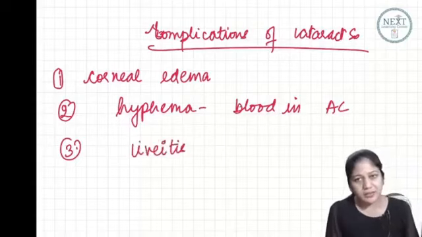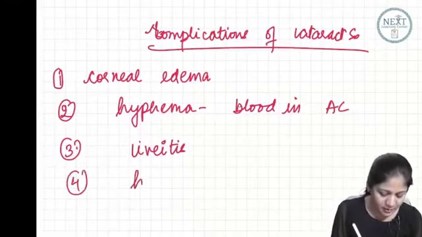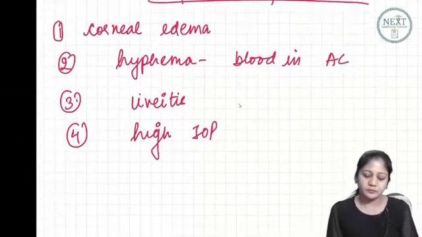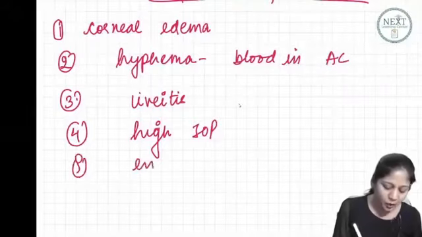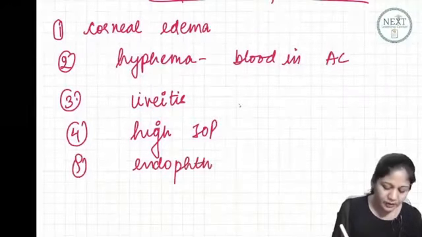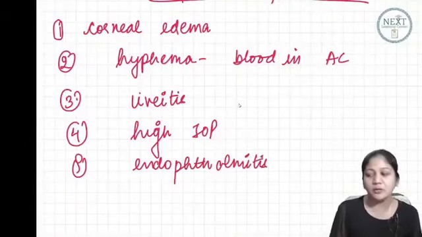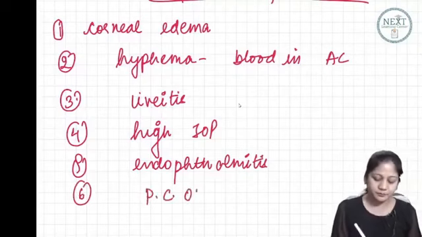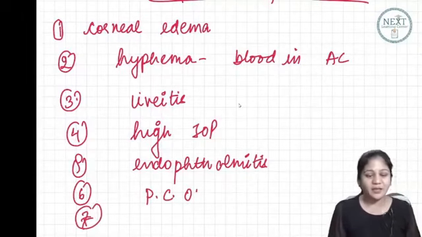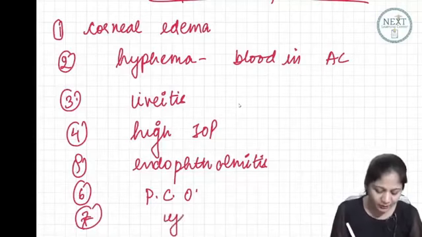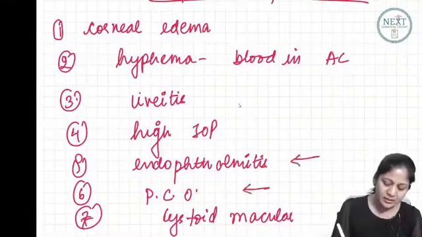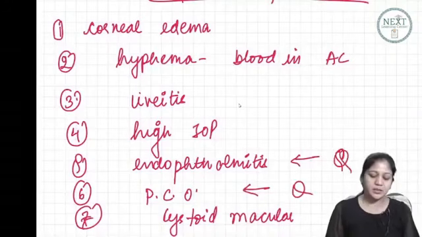The next very important one is uveitis or inflammation. Whenever you do a surgery, there can be uveitis. Next is high IOP. Pressure can become high after the surgery. Next important one is endophthalmitis, inflammation of the inner contents of the eye. Next very important is PCO. Next important complication is cystoid macular edema. So just write down, enumerate the names here, and we'll discuss these two in detail.